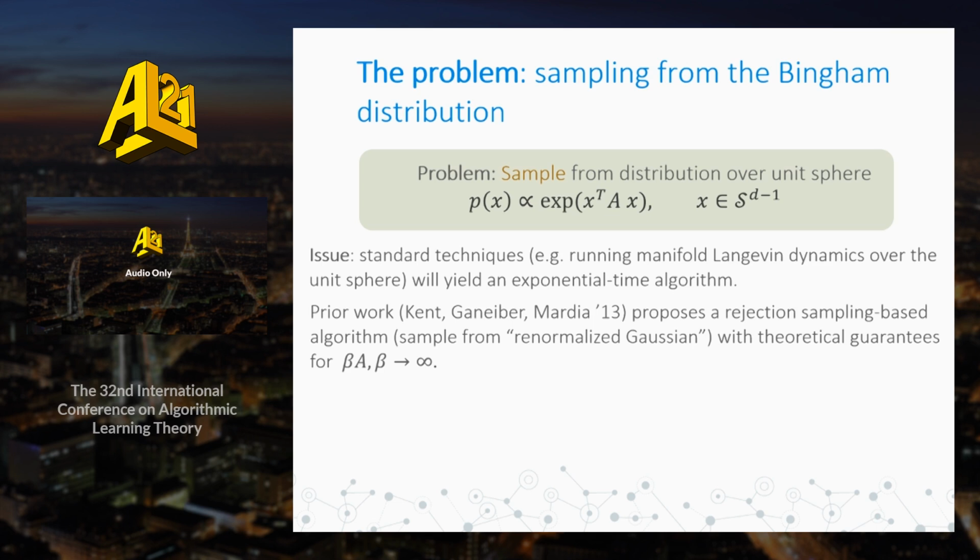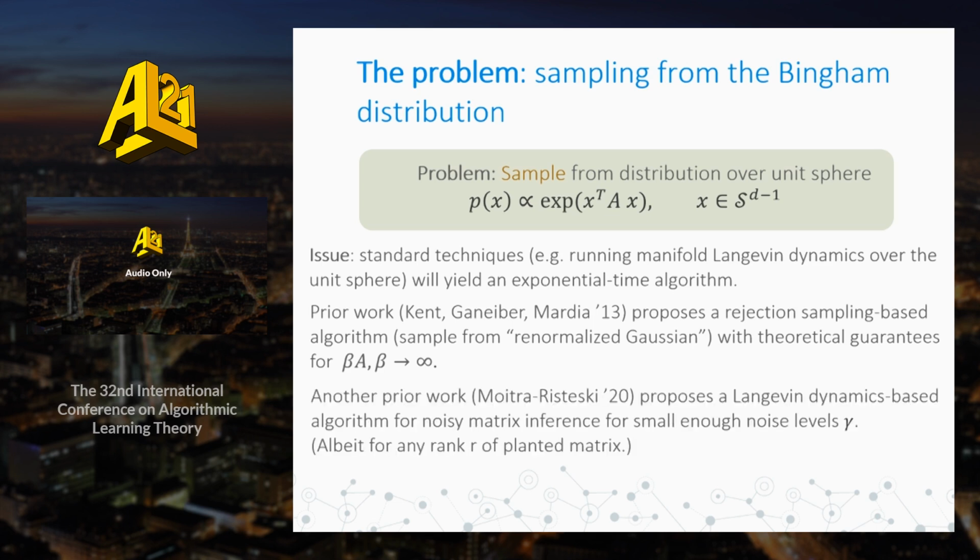There's some prior work in the statistics community by Kent et al., who proposed a rejection sampling-based algorithm where the proposal distribution is fairly natural. It's a renormalized Gaussian, meaning you sample from an appropriately chosen Gaussian, and you renormalize your sample to have unit norm 1 for it to lie on the unit sphere. However, they only give theoretical guarantees in the so-called low temperature limit. So for sampling from Bingham distributions with the matrix A being beta A, where beta is going to infinity.